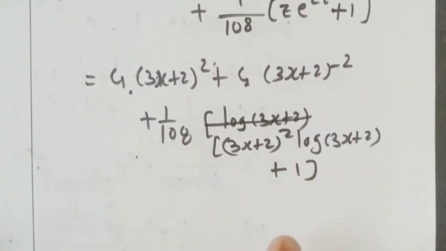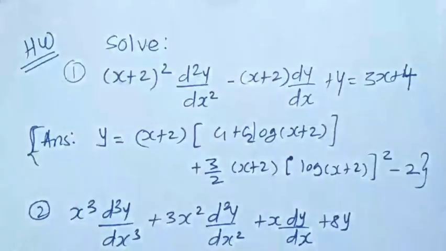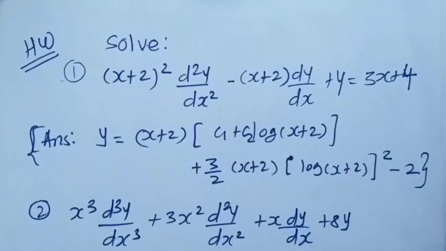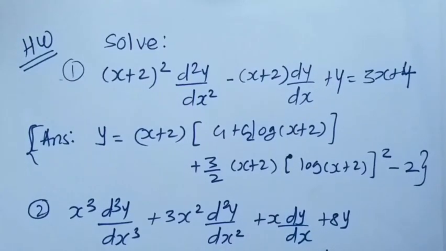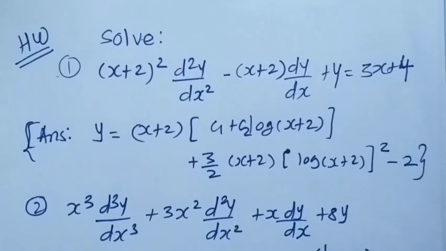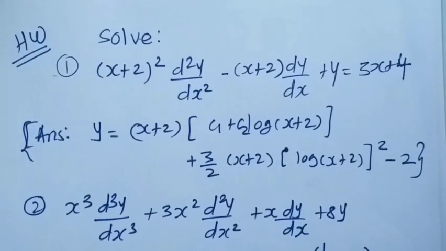Now some problems for homework, you try them at home. These are the examples. First one: (x plus 2) square d2y by dx square minus (x plus 2) into dy by dx plus y equal to 3x plus 4. The answer for this problem is y equal to (x plus 2) into [c1 plus c2 log (x plus 2)]. This is the CF, plus 3 by 2 into (x plus 2) into log of (x plus 2) square minus 2. So this is the particular integral.